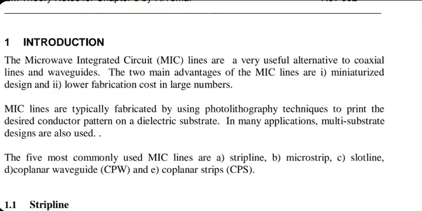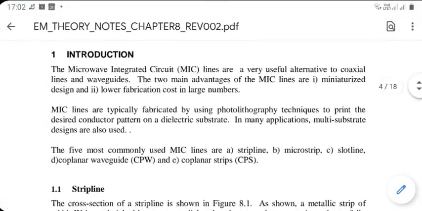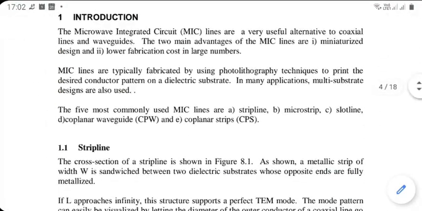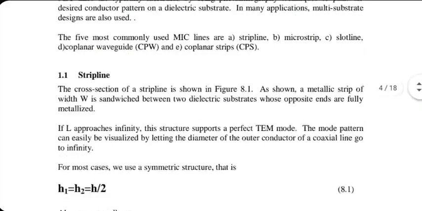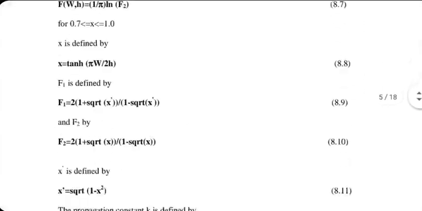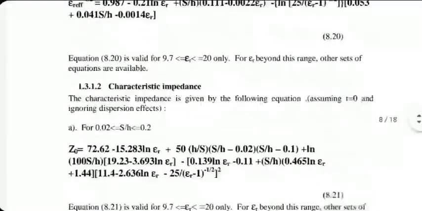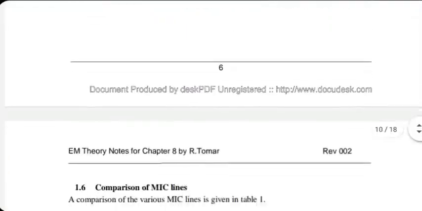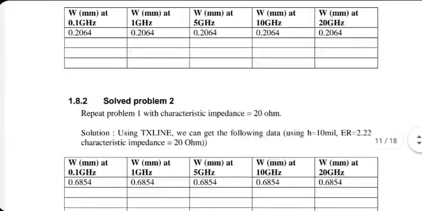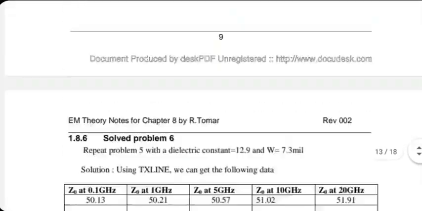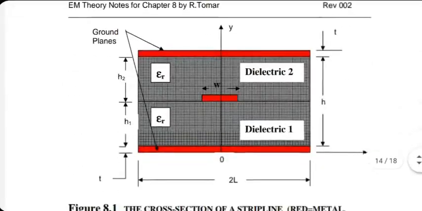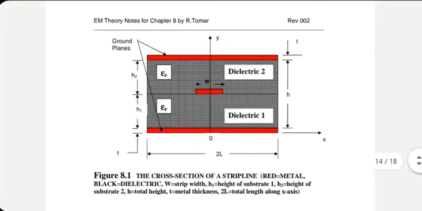But what happens is, as I was telling you last time, conceptually speaking, we came up with one MIC transmission line called strip line. I'll show you the cross section. It is at the end of this document. XY plane is where the cross section is. Z direction is where the direction of propagation is.